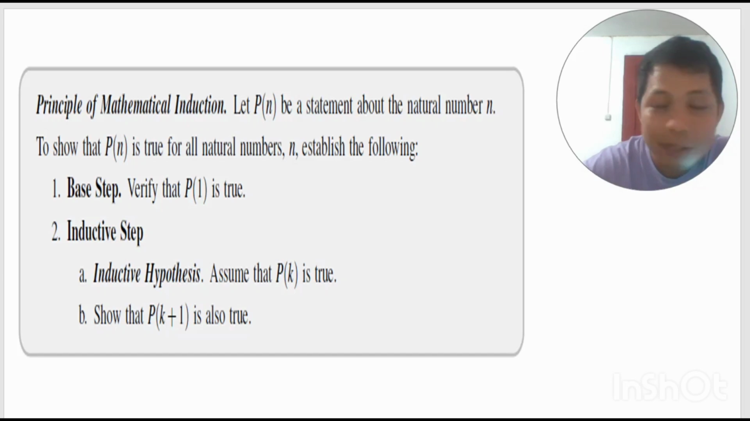The first step is called the base step or the base case, in which we're going to verify that P of 1 is true. The next step is called the inductive step, and it has two parts. The first part is called the inductive hypothesis, in which we're going to assume that P of k is true. It follows by showing that P of k plus 1 is also true. Okay? So let us consider an example.